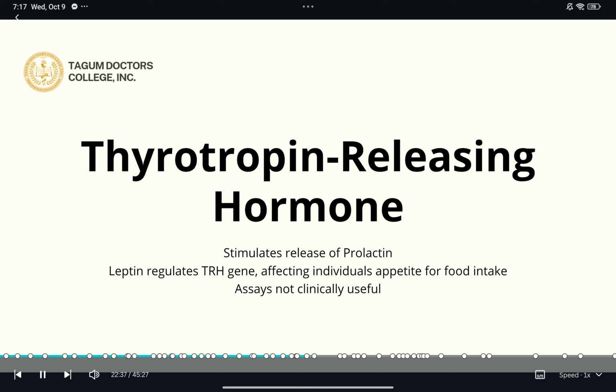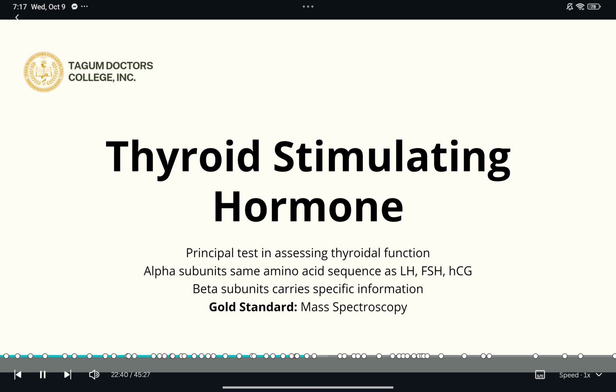Next, we have our TSH or our thyroid stimulating hormone. So this is the principal test in assessing thyroidal function. Usually makita dyan na ninyo na when we are testing for thyroid panel, dili dyan mawala si TSH. Okay, the alpha subunits has the same amino acid sequence as your LH, FSH, and HCG, but the beta subunits carries specific information, and the gold standard in measuring the TSH is through mass spectroscopy.